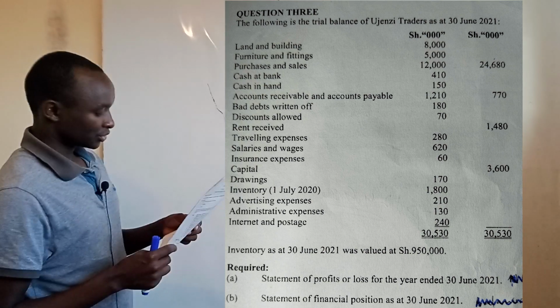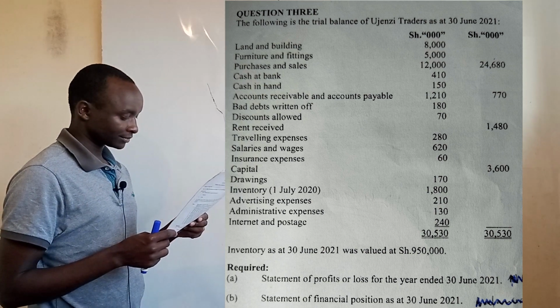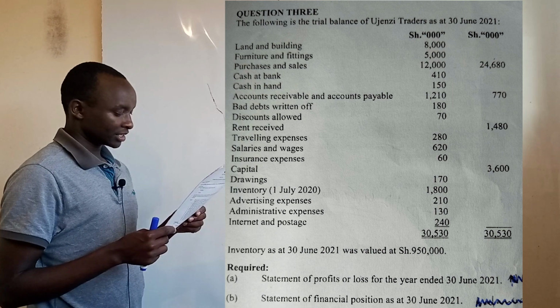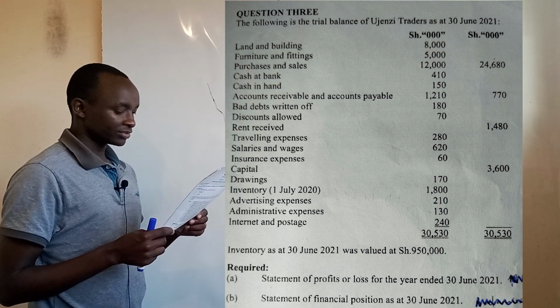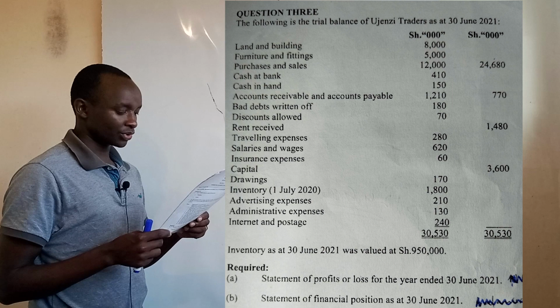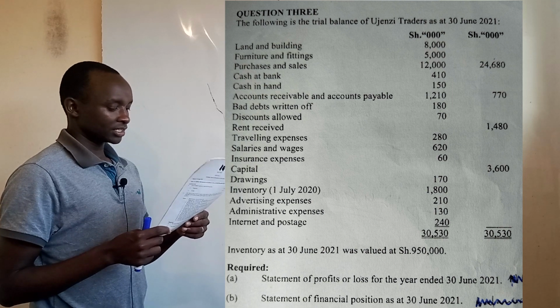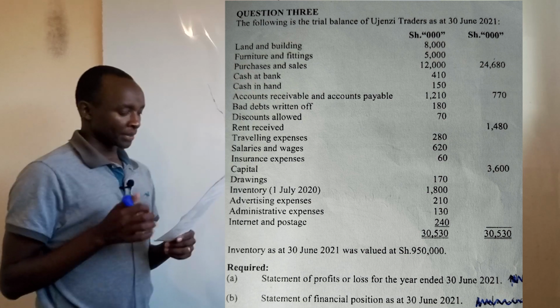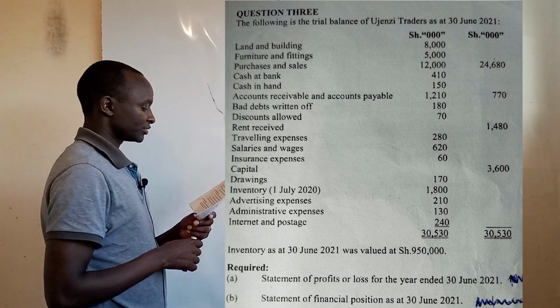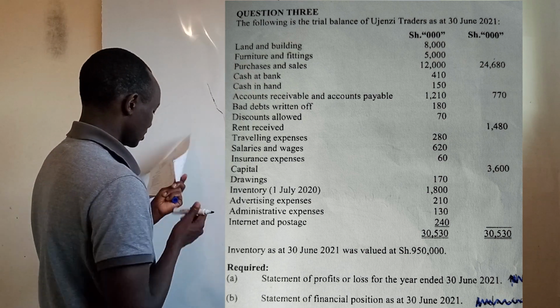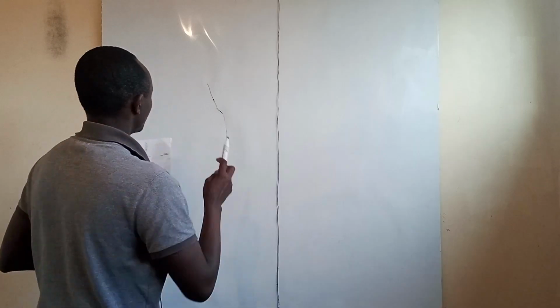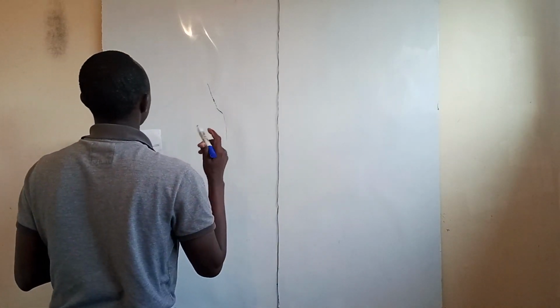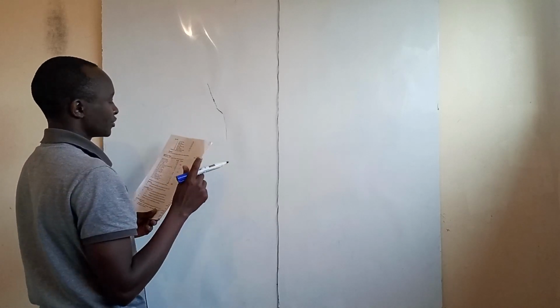So we are required to, number one, prepare the statement of profit and loss for the year ended 30th June 2021, and B, the statement of financial position as at 30th June 2021. So we'll start with the statement of profit or loss, bearing in mind our format.